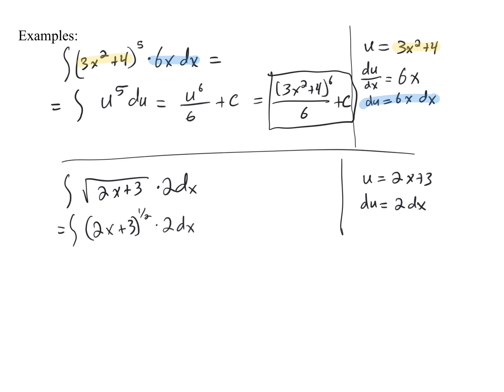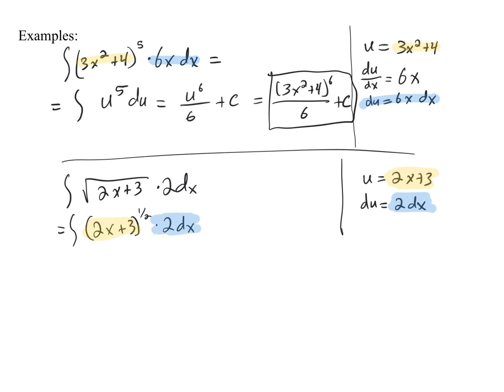All right, so I'm going to go and do a little bit of highlighting. I started by saying that the inside function was equal to u, so I have that right here. Then I computed du. Du is equal to 2 dx. You have to have this in the problem or you are stuck.